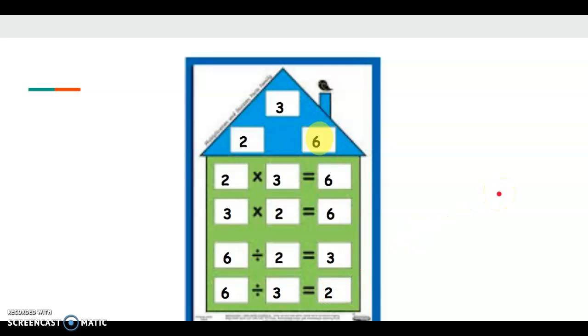And just like in the number families with addition and subtraction, the biggest number is still important in these families, because in the multiplications, it's always going to be the last number, and in the divisions, it's always going to be the first number.